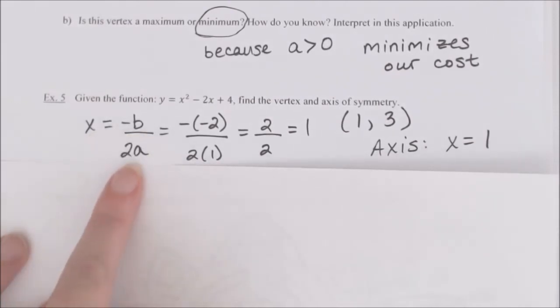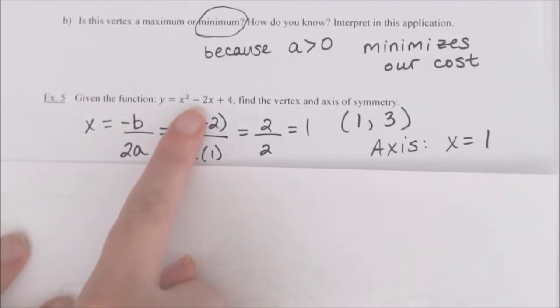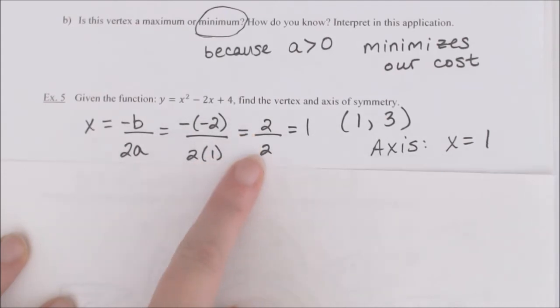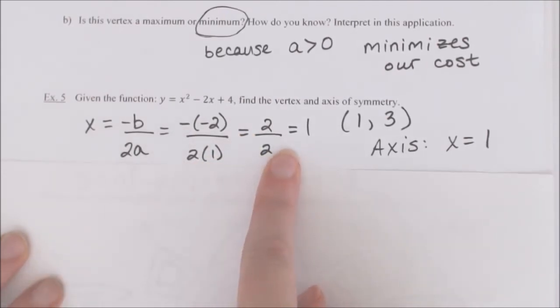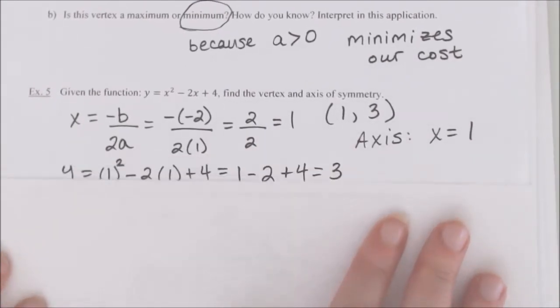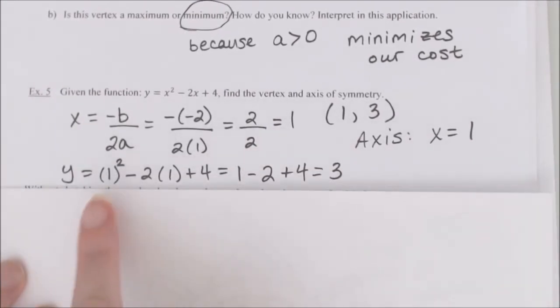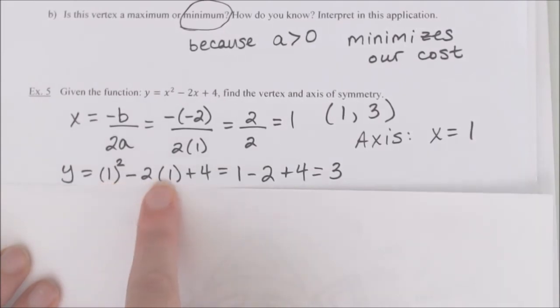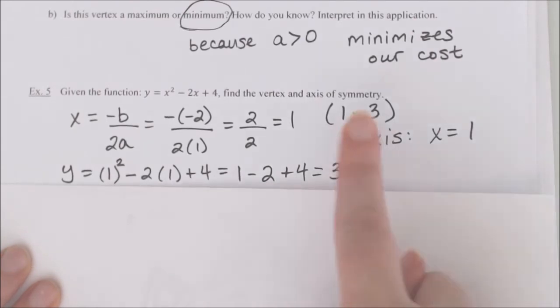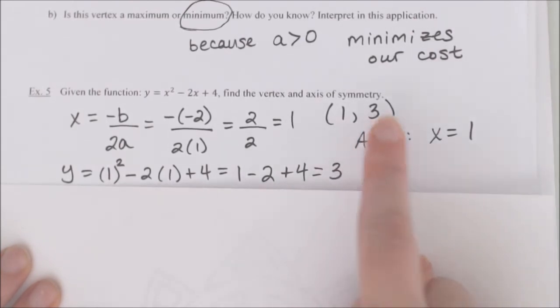So x equals negative b over 2a. The b value is -2, so that becomes negative of a -2, divided by 2 times a, which is -1. So that gives you 2 divided by 2, which gives you an x-coordinate of 1. Now to get the y-coordinate, we have to substitute that back into the equation. So if we replace 1 for all the x's in the equation, we get 1 minus 2 plus 4, which gives us 3. So the vertex would be 1, 3.